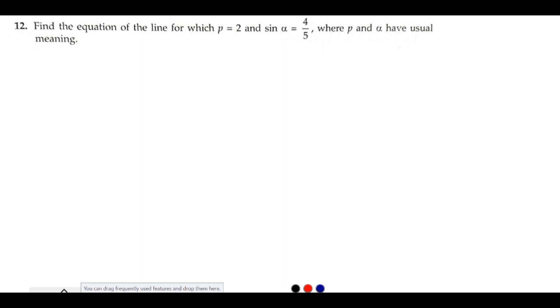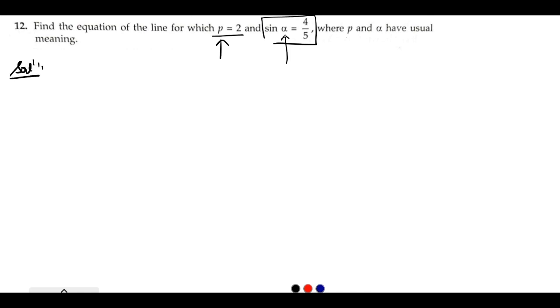Question number 12. Find the equation of a line for which P is equal to 2 and sin alpha is equal to 4 by 5. Where P and alpha have usual meaning. It means P is the length of perpendicular from the origin and alpha is the angle made by perpendicular with positive direction of x-axis.